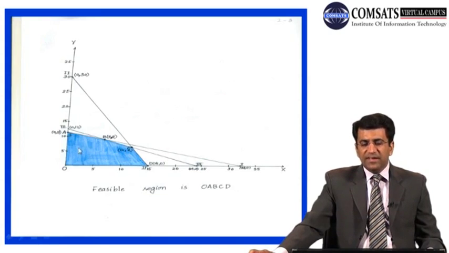So this shaded area is that area which is less than all of the 3 lines, that is line 1, line 2 and line 3. So this is our feasible region. And next we will point out the corner points.